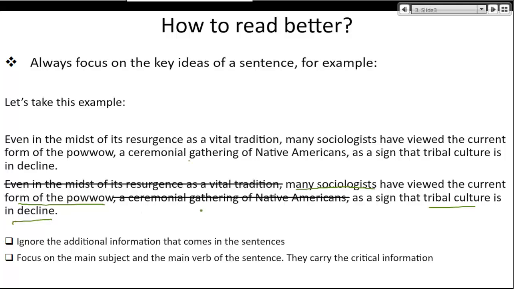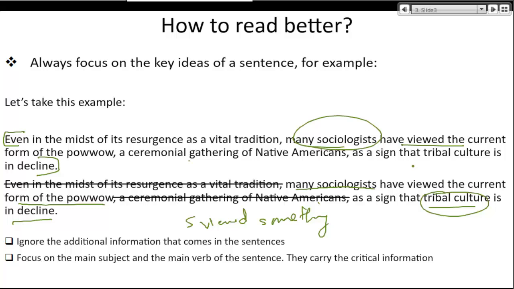What is the equation? Sociologists have viewed something as decline of something. So the current form of something has been viewed as decline in tribal culture. So what I'm doing, I'm codifying everything. And what is the key element here? Sociologists have viewed X. They have viewed the current form of X as what? The decline of tribal culture. That's fine. Again, I have come to the main subject, main verb.